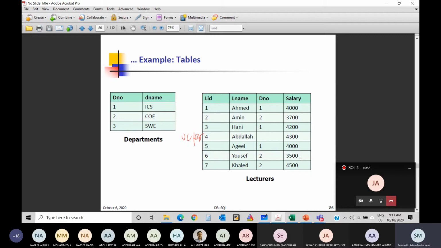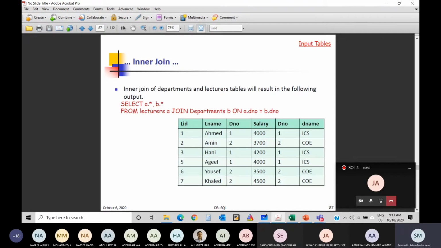Outer join. So look at the output. It will be a different kind of output. For example, look here. This is inner join. Sorry, we already did this.